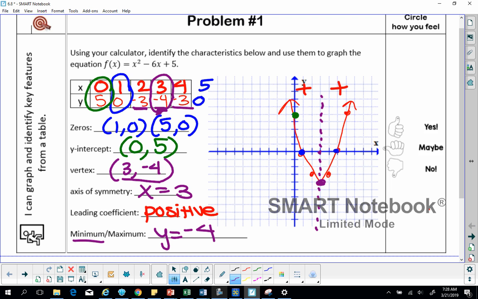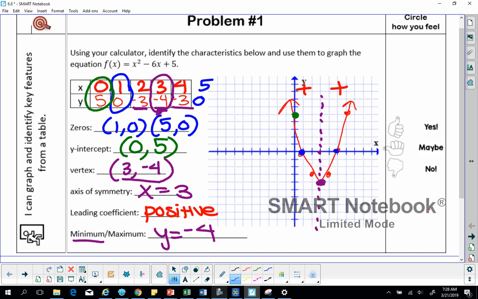So, circle how you feel. What we're doing today is word problems. We're learning how to identify what's being asked from word problems. Sometimes you'll be able to use your table on your calculator. A lot of times you're going to have to use the quadratic formula or vertex formula. And I'll show you 2 examples of that.